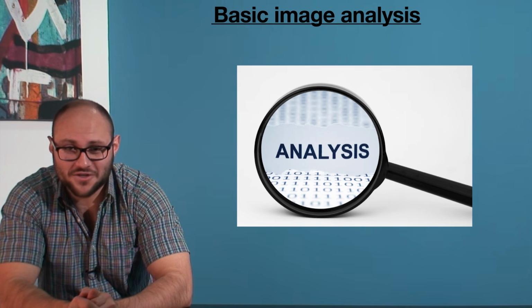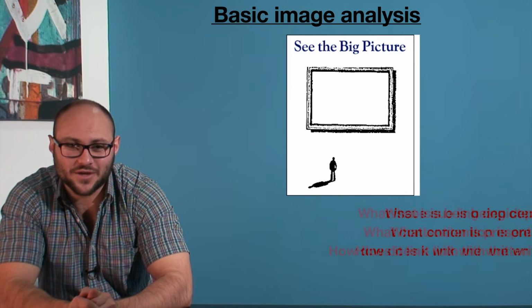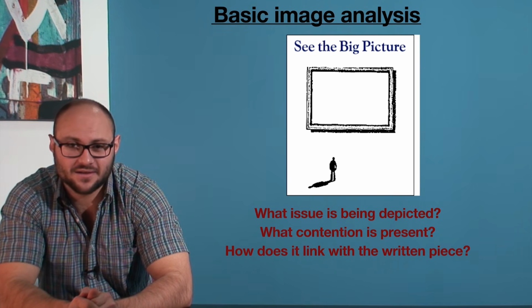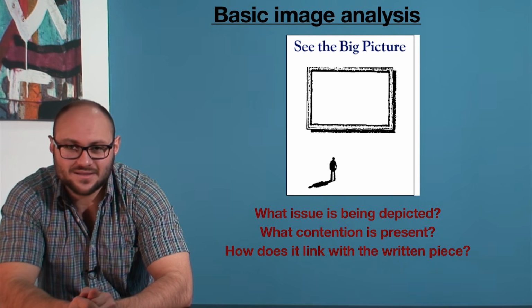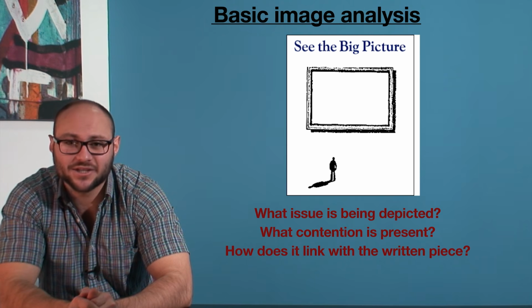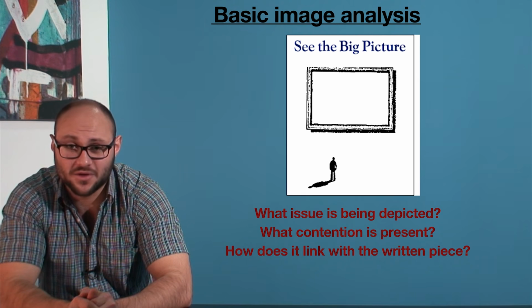The best way to approach visual analysis is to start by looking at the big picture. What issue is being depicted and what contention is present? How does it link with the written piece? Once you have a clear idea of what the overall effect is, it becomes much easier to pick out the elements that contribute to it.